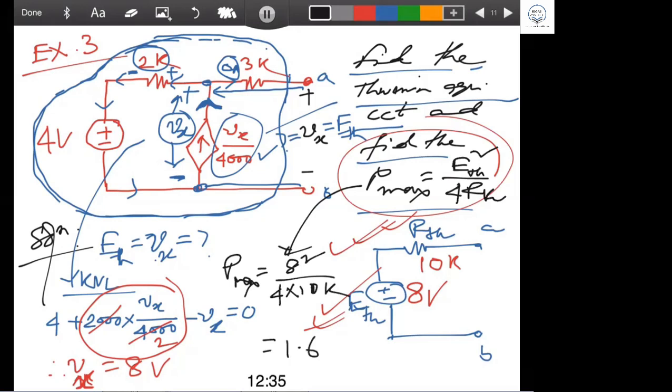1.6 milliwatt. If that is the answer all of you got, that's excellent. Okay, so this is how you can solve the dependent source problem. It is absolutely nothing but what you did in the last class. If it is a dependent source, you have to follow the dependent source solution for the Thevenin theorem.